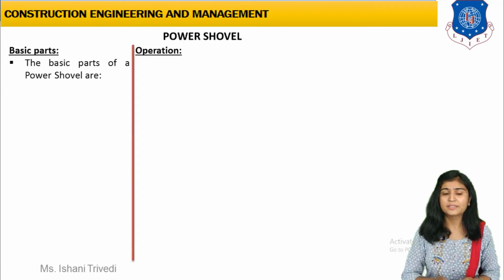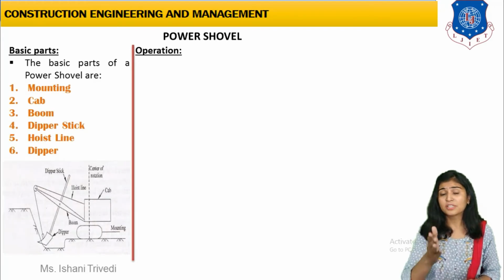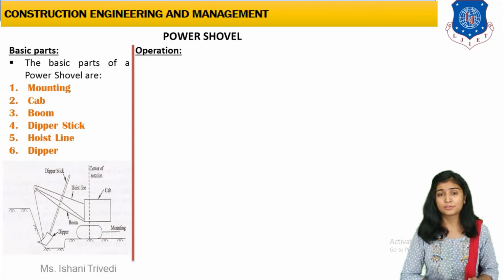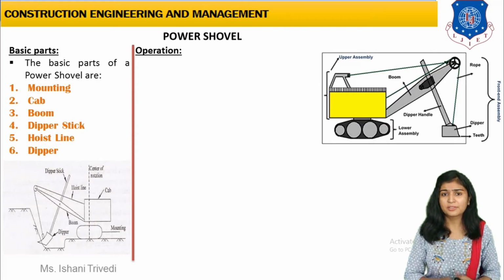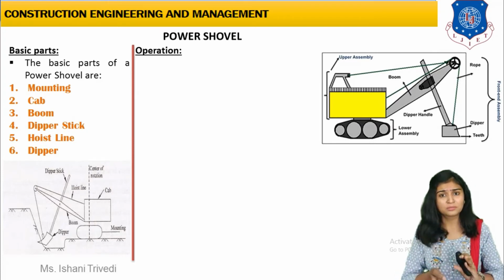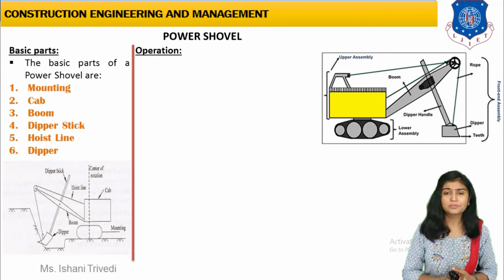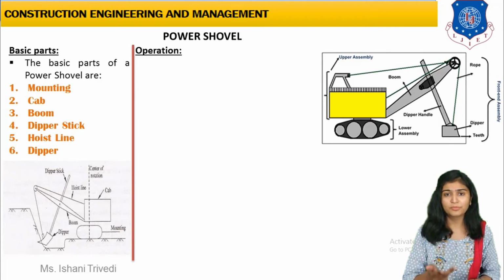Now we have the basic parts and operation of a power shovel. Students, please mark that you are supposed to draw the sketch if it is asked, which is right in front of you. Let us try to talk about the various parts. I'm giving you a clearer picture. It has even more parts which may not be included here in your books as well. First we have the mounting. Then we have a cab, a boom, a dipper stick, a hoist line and a dipper.